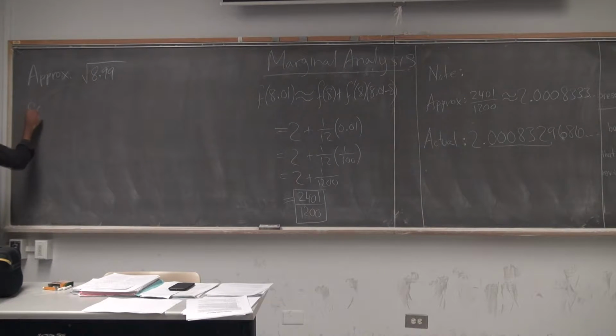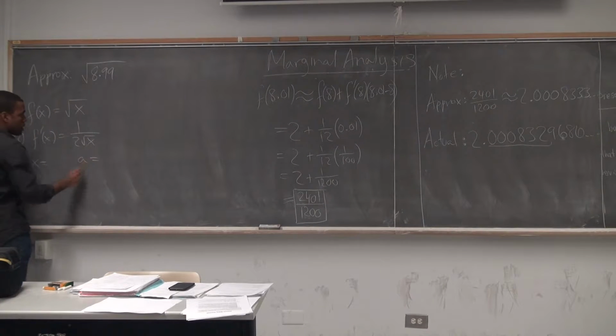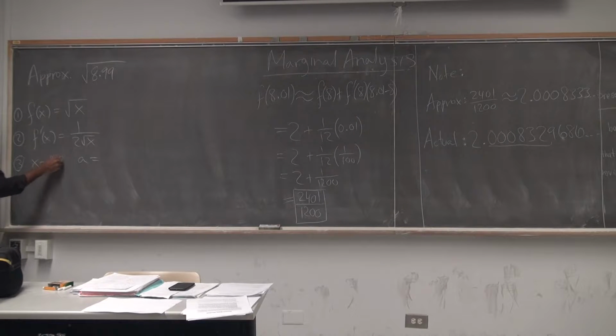Okay, so what would you say f of x is? The square root of x. That's step 1. Step 2: f prime. If you know that, it's 1 over 2 radical x. Step 3: figure out who's my x, who's my a. This is 8.99. My a would be 9. Super close to 8.99, and I actually know the answer already. Square root of 9 is actually 3.